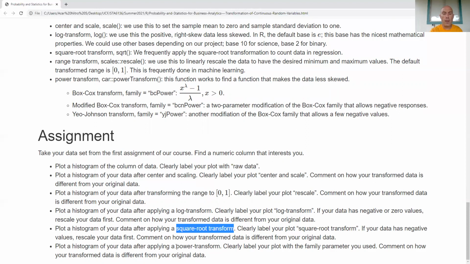And then last but not least, I want you to do a power transform. And go ahead and use the car power transform function and give me a plot and tell me, how is this different from your original data? And comment on how your data has changed, and label your histogram with the parameter you use. So it's either going to be BC power or Yeo-Johnson power. That's all I've got for you. Take care and goodbye.